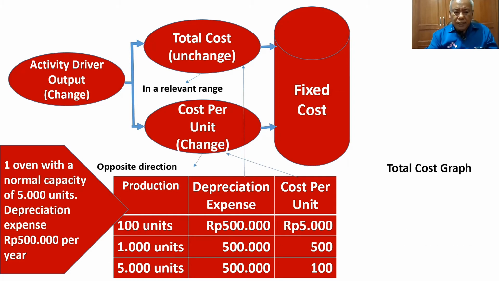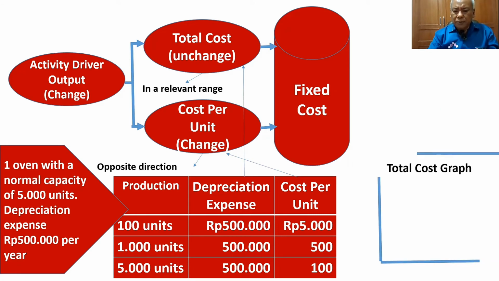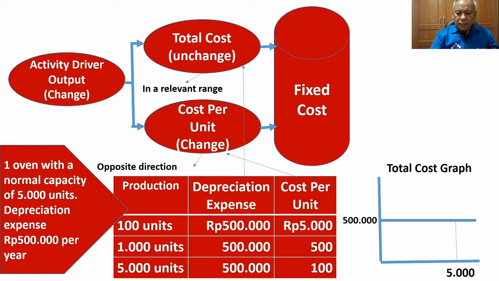So how about the cost per unit? The cost per unit changes in the opposite direction, because the more units, the lower the cost per unit, and the fewer units produced, the higher the cost per unit. If you look at the graph, the total depreciation expense remains constant regardless of the units produced. So we can make a formula: Y equals 500,000.